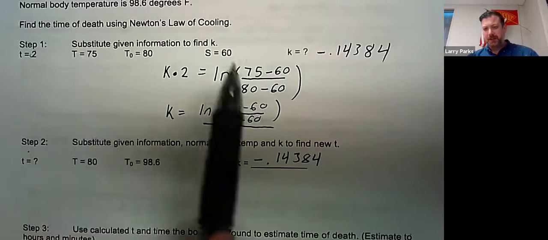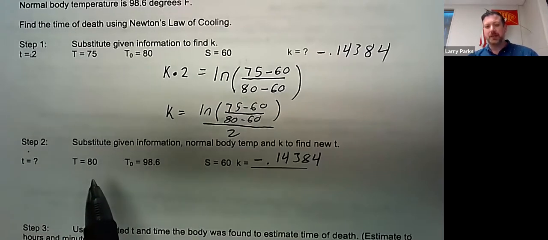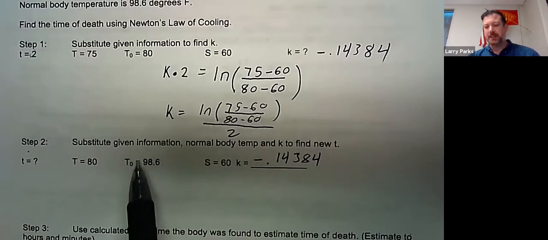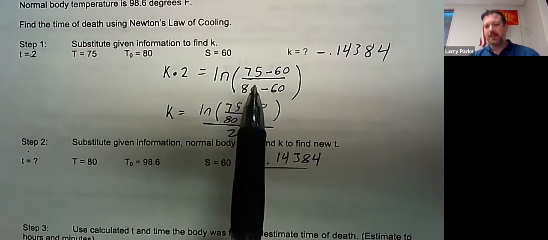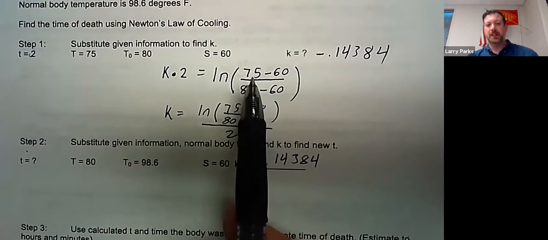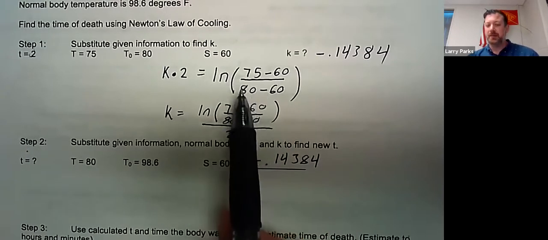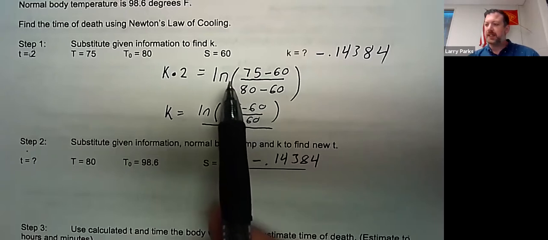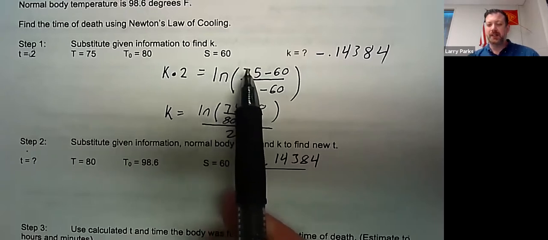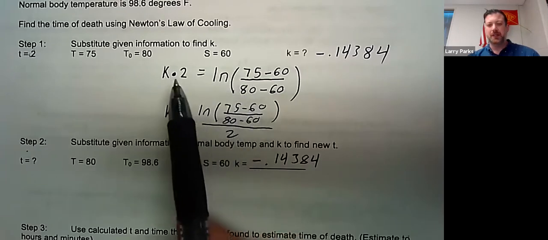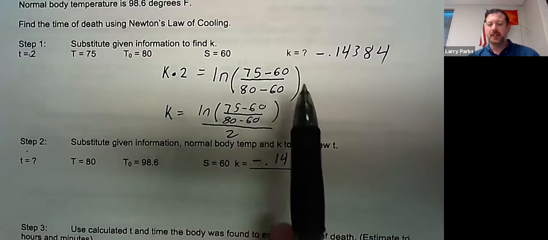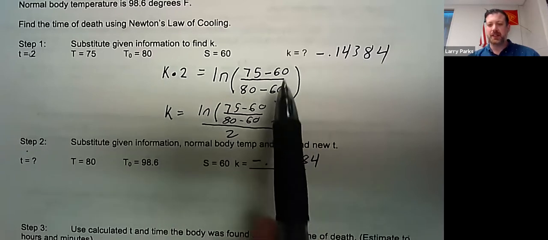We worked forward before, now we're going to work backwards. The body started at 80 degrees, went to 75, but normal body temperature is 98.6. So we could go from 98.6 to 80 and see what happens. So this is going to be 98.6, the initial temperature, approximately. Not every person's the same. And then this is going to be 80 degrees. We'll know what K is now, and we can use K to find T. And the room temperature, of course, is still going to be 60 degrees.